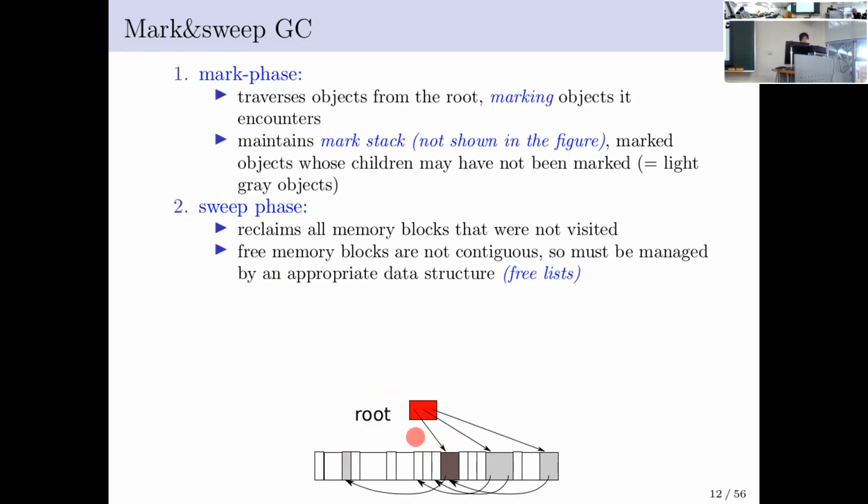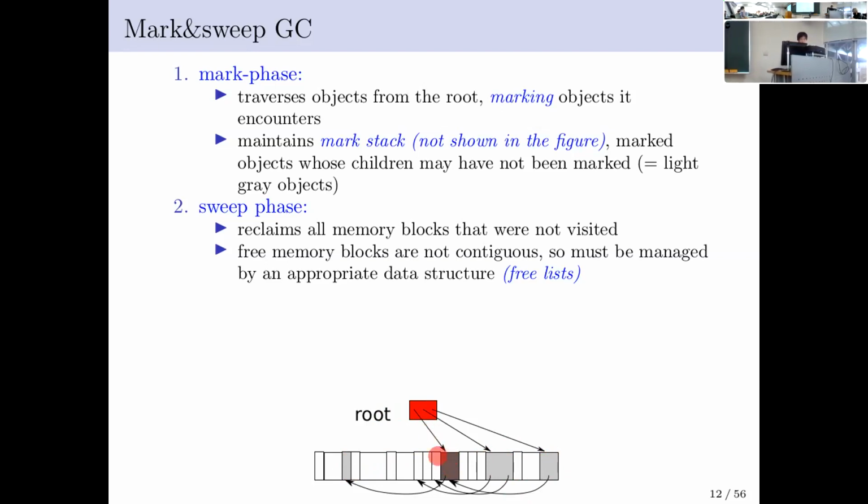Okay. So at this point, these three light gray objects are in the mark stack. Those are objects that have already been marked, that have already been found to be reachable by the garbage collector. But inside each object has not been examined yet. So by examining pointers in these objects, you may discover further reachable objects.